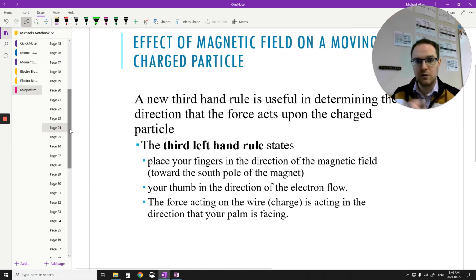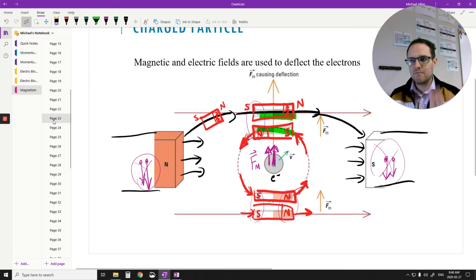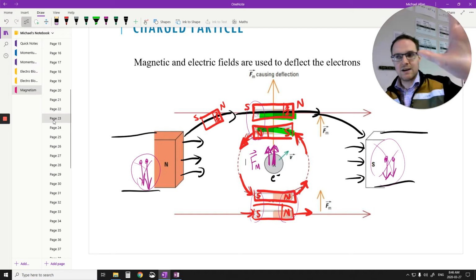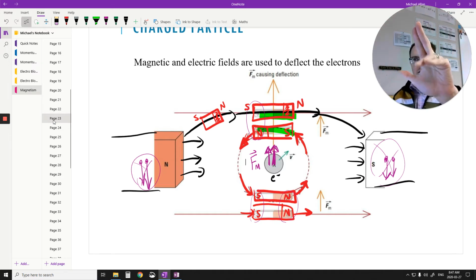allows this third hand, left rule or right hand rule, depending on which kind of charge, but we're going to use the left hand because it's negative. It specifies how we can determine the direction, not how big the force is, but the direction of the force. So what we're going to do with the third hand rule is you're going to have a palm, or you could do kind of like a trigger one here, where these fingers are kind of pointing down.